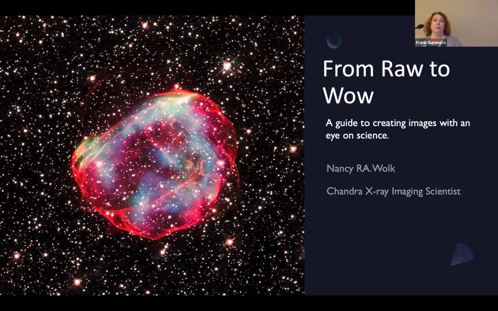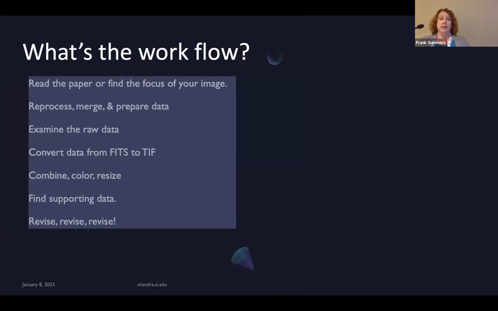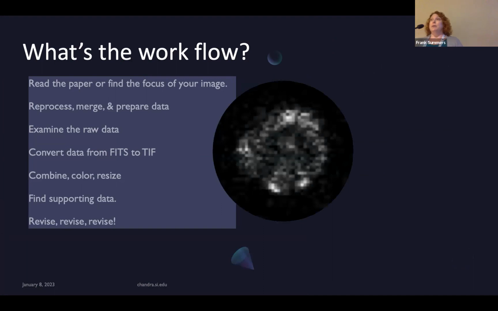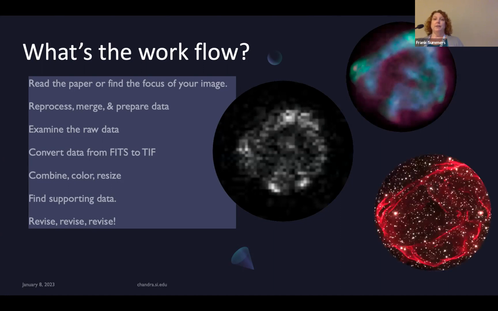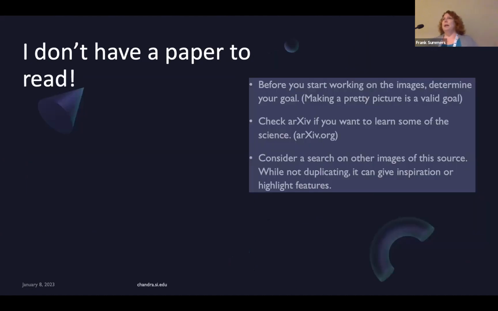So what I want to do is give you a little bit of our workflow. I'm going to focus on this particular image and go through what we did with it. So what's my workflow here? I first read the paper that we're trying to do a release on, because that will give me what we want to focus on. We then will reprocess the data. In X-rays, we can merge and prepare the data. I then will examine the raw data. I will convert the data from FITS to TIFF files. Then I will combine, color, resize. I will find supporting data, and then revise, and revise. Lots of revisions.